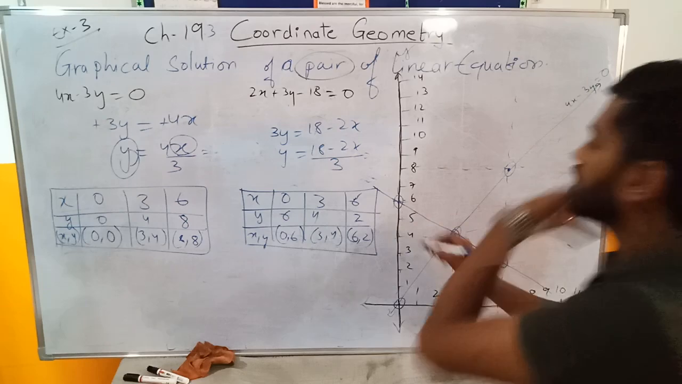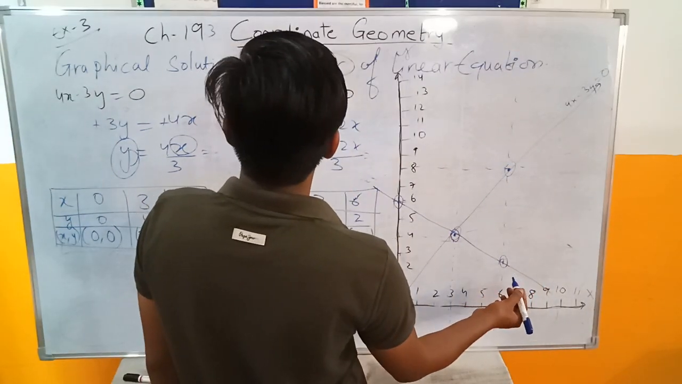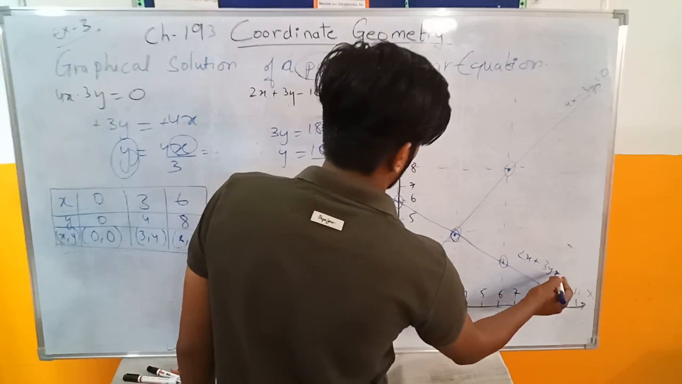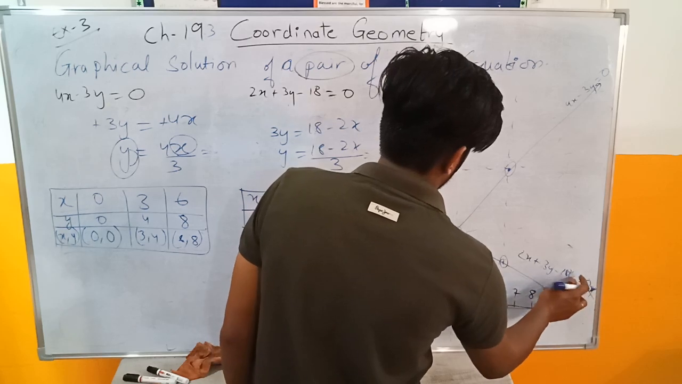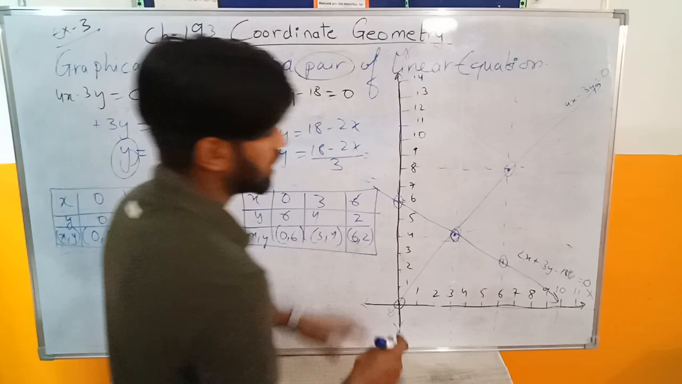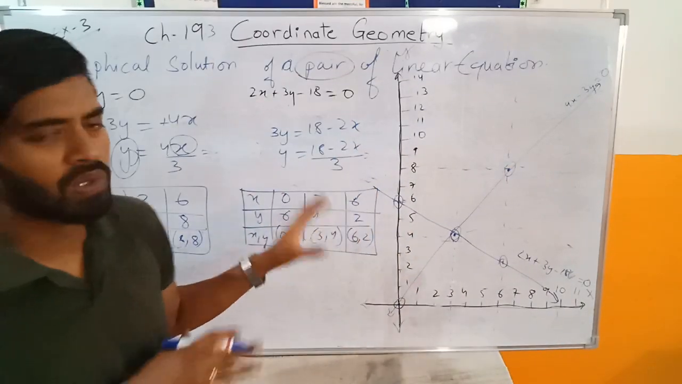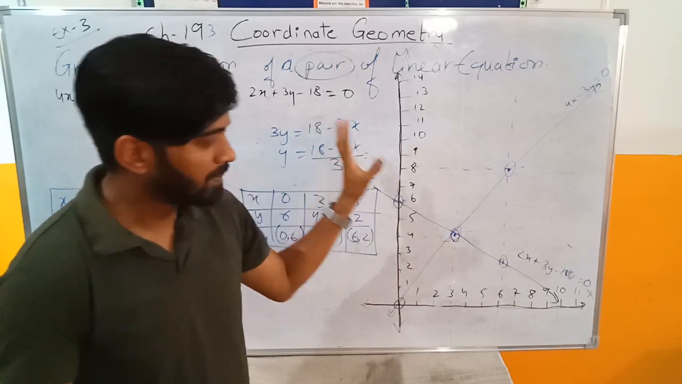So this is a line for a different equation, and what is the equation for that? That is 2x plus 3y minus 18 equals to 0. So this is the name of the equation for this line. Okay, so I got 2 lines right now. Okay, now you know how to plot 2 lines. Okay, it's very simple. You can plot 2 lines on the same graph.